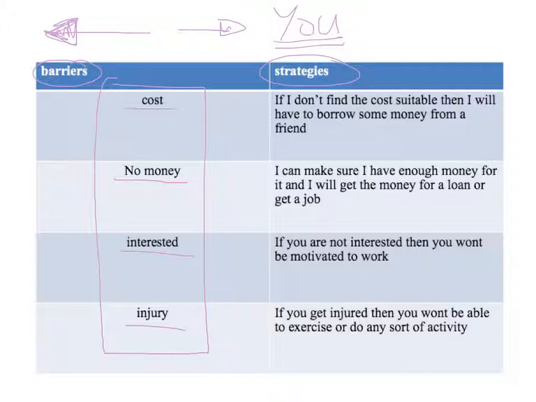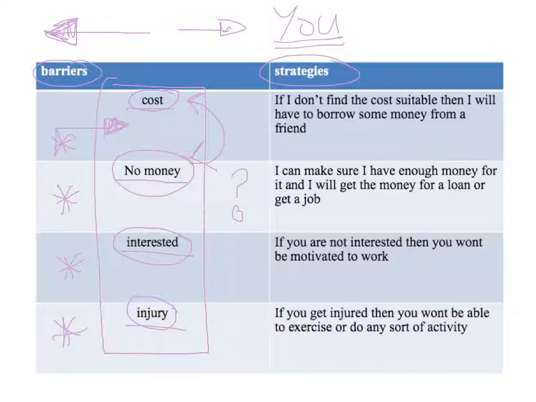It's not enough just to detail the word cost. You must give a description of what you mean in here. The same for interested and injury. No money is the same as cost, so you're going to need to select another one for the second box. Remember, you must give a description in the box as to why these are barriers to you.